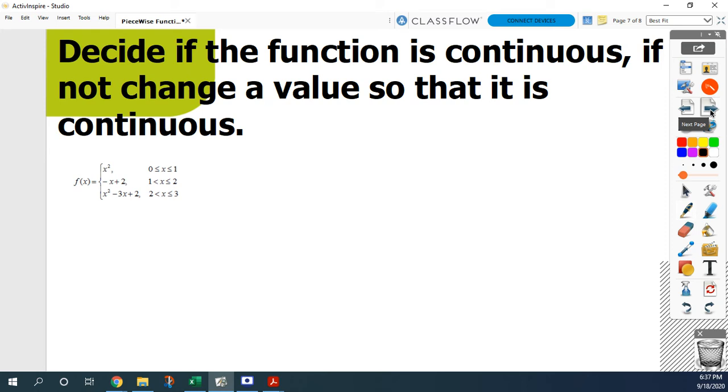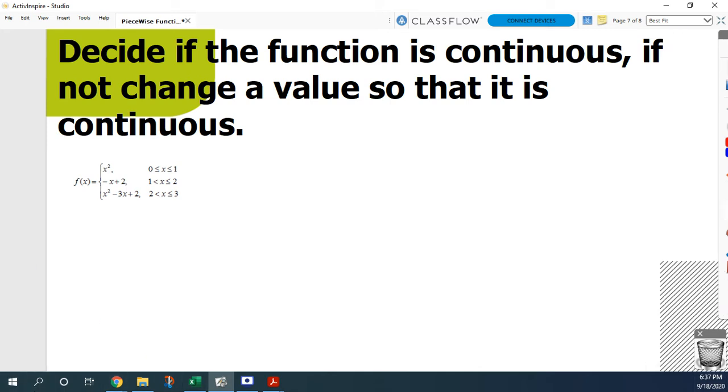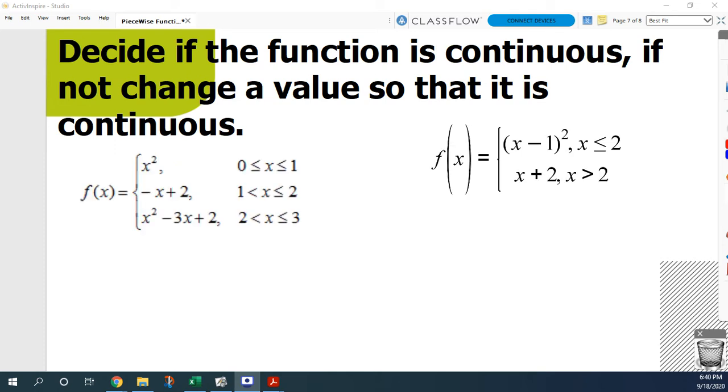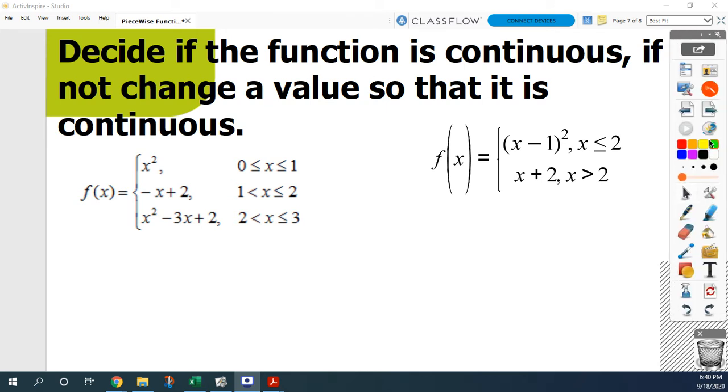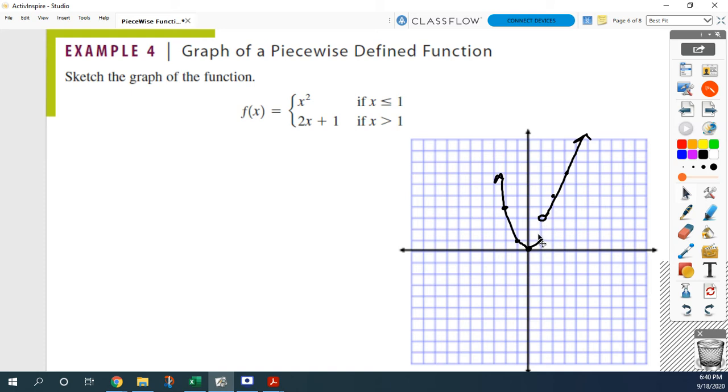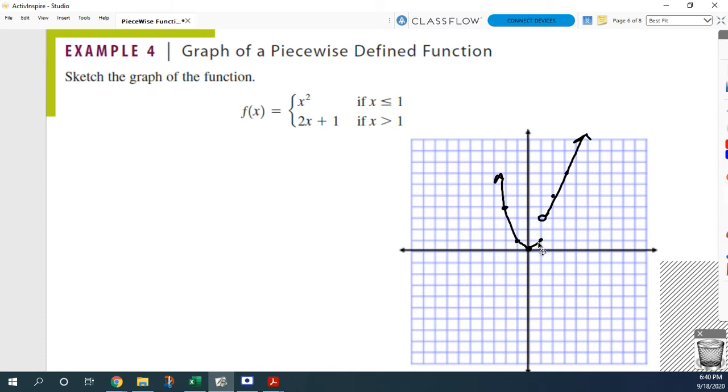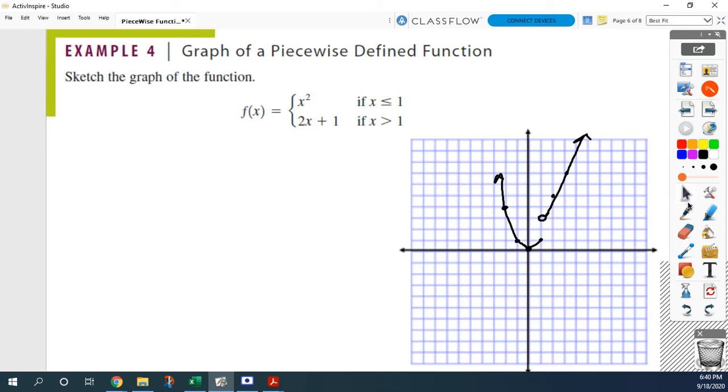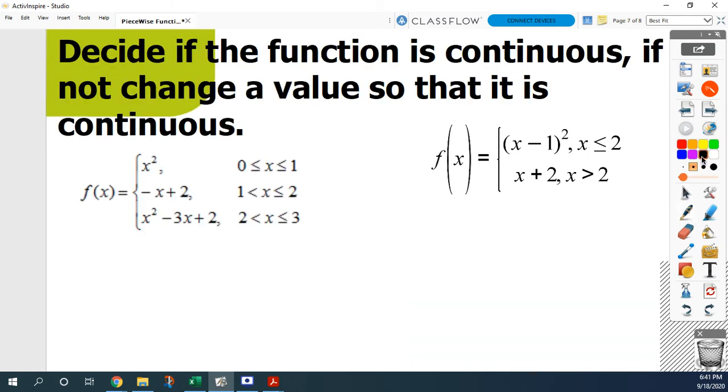All right, so next up, we're going to look at a couple of functions and decide if they're continuous or not. All right, there we go. We can see them a little bit better. So it says decide if the function is continuous, and if not, change the value so that it is continuous. Now, on most of the examples that we looked at before, none of these were continuous. They didn't line up. I would have to pick up my pencil to continue on. And there will be some cases that they will be continuous. And so we need to figure out how to find that.